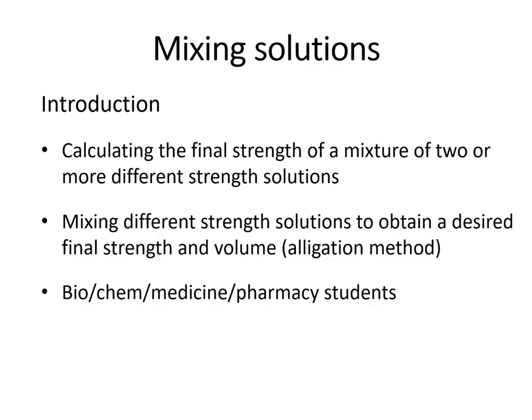In this session, we'll be looking firstly at how to calculate the final strength of a mixture of two or more different strength solutions. Then we'll look at how to mix two different strength solutions in order to obtain a final desired strength and volume using the alligation method. The session is intended primarily for biology, chemistry, and medicine and pharmacy students.